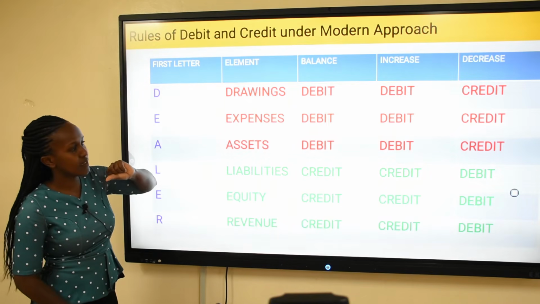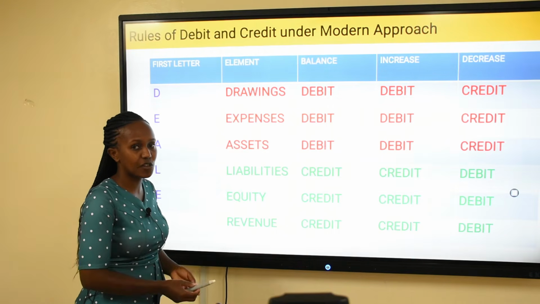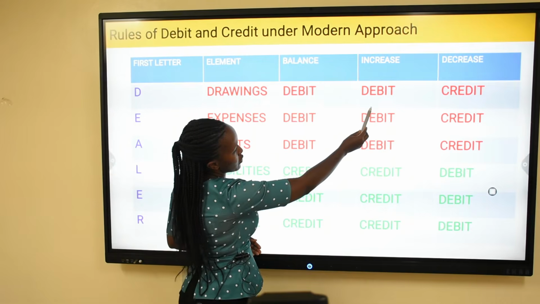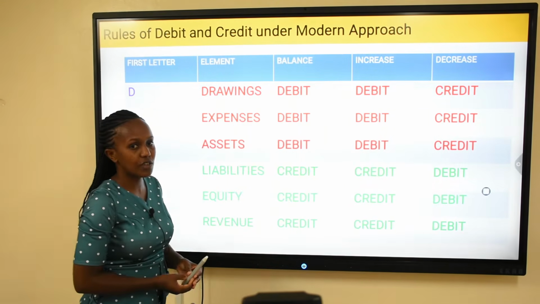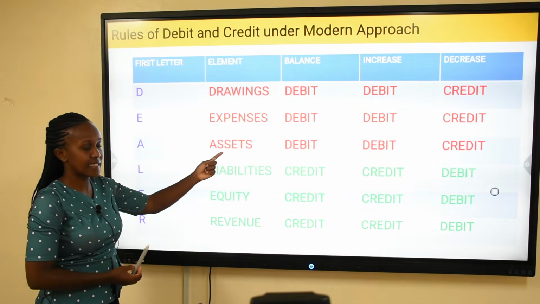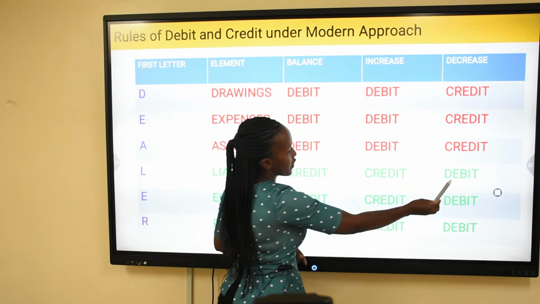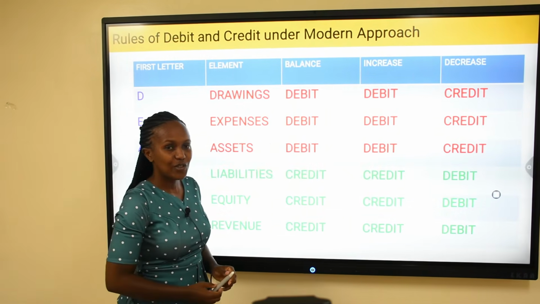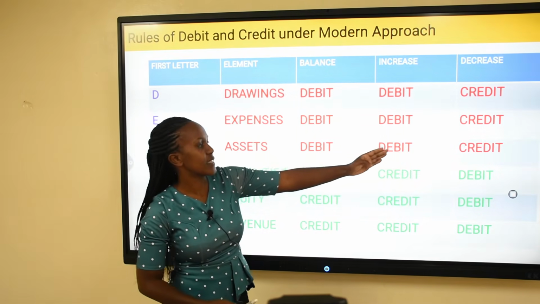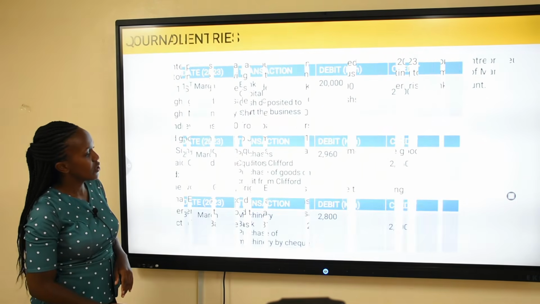Drawings have increased. There was no drawings before. There was no money or asset taken over by the proprietor before. But now drawings have increased. So we are going to debit because a drawing has increased. At the same time, the money in the bank, which is an asset, has decreased. So we are going to credit. So we are going to have here a debit to the drawings and a credit to the bank. That is what our fourth transaction looks like.